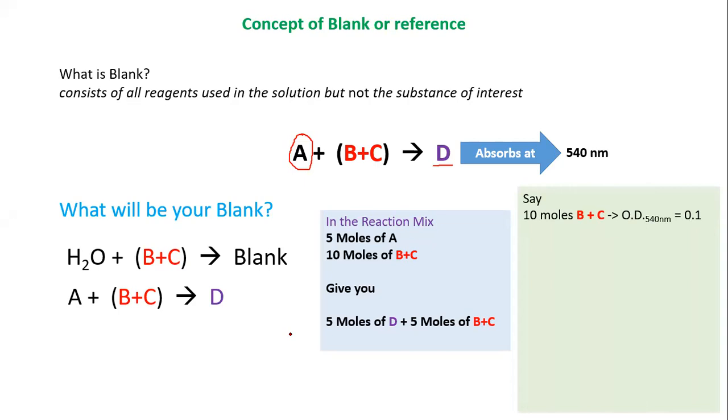Now imagine that the compound D, which you get after the reaction is done, absorbs at 540 nanometers. And 10 moles of B plus C in your blank, which is the entire amount of unreacted B plus C in your blank, gives you an OD at 540 which is equal to 0.1.